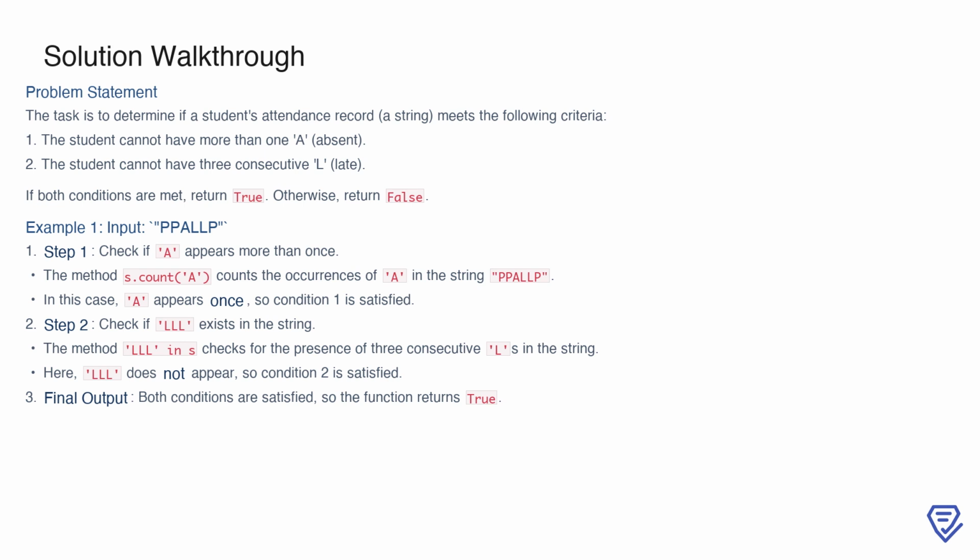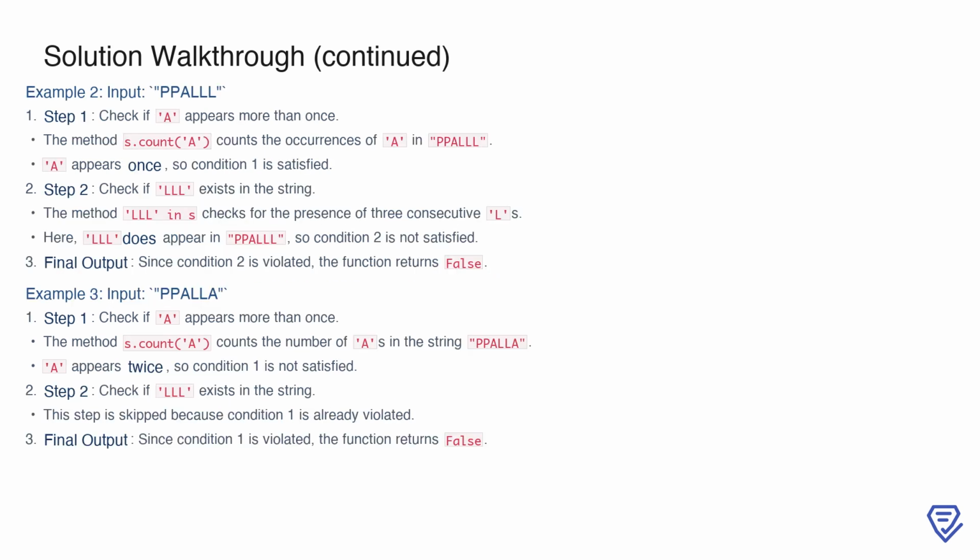Since both conditions are met, the function returns true for this input. Now, let's analyze the input string PPALLL. First, we count the occurrences of A using s.count. Here, A appears just once, so the first condition is satisfied.